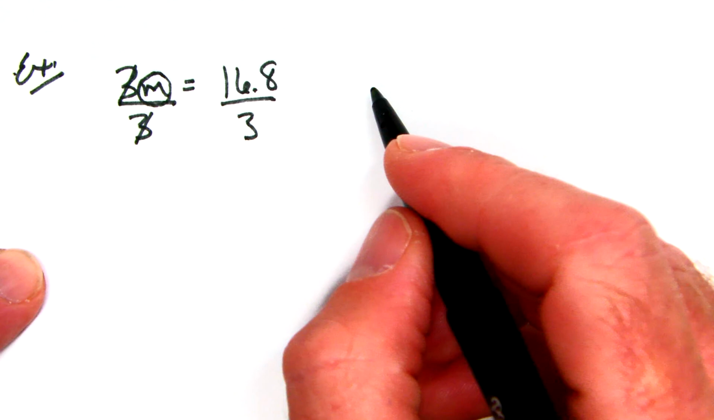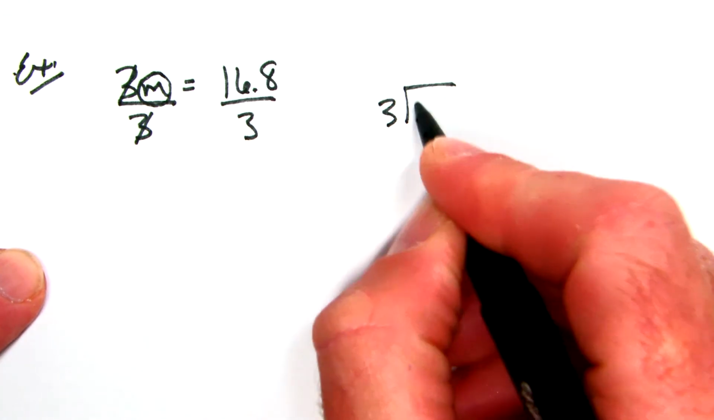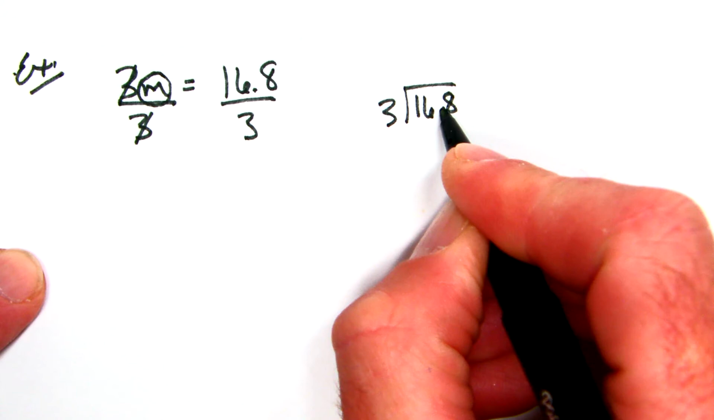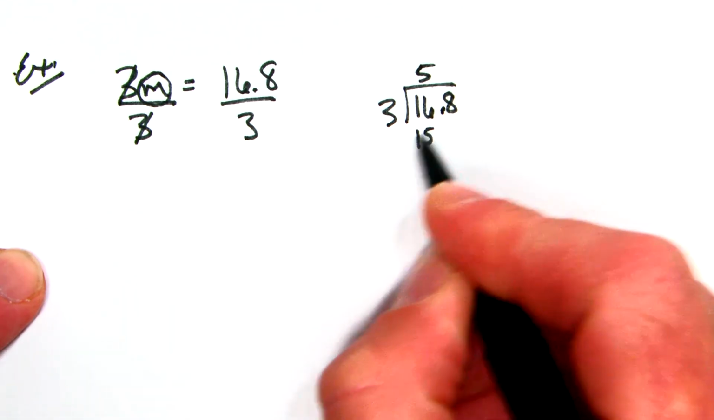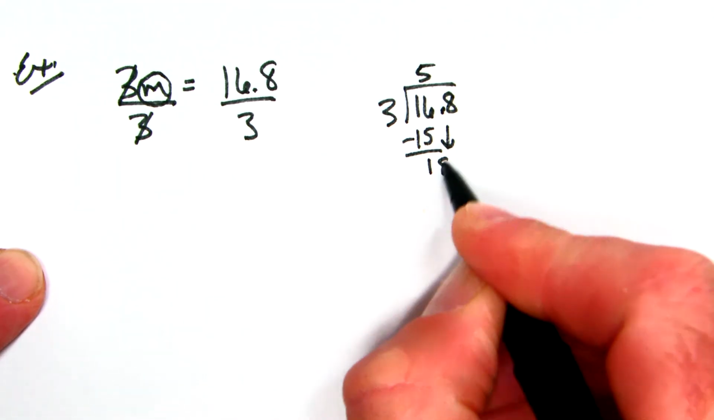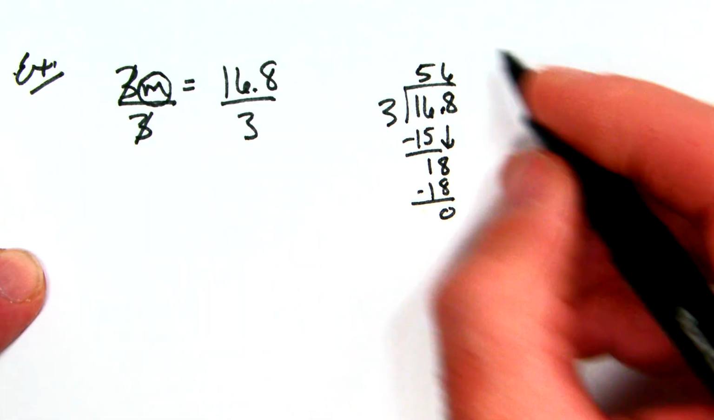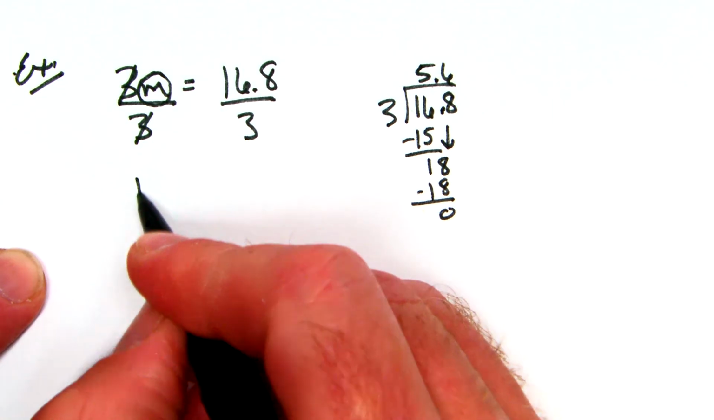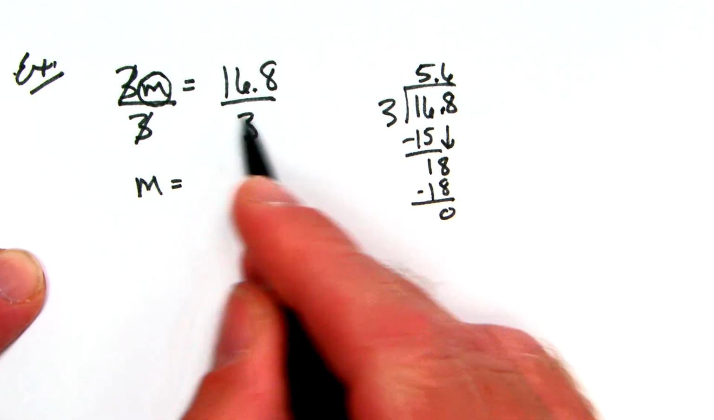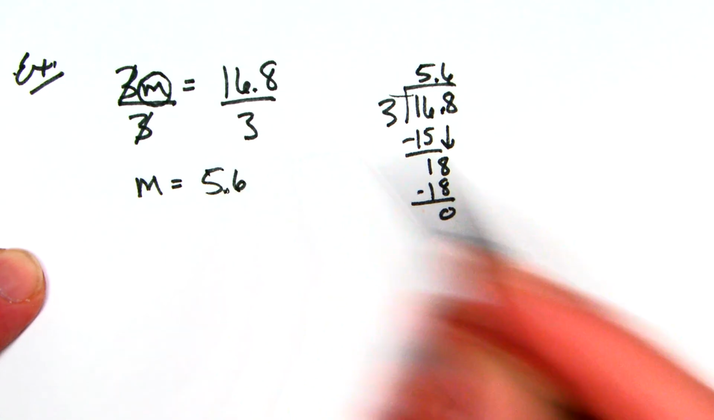If you remember our rules for dividing decimals, we have to rewrite it in a bracket. 3 goes into 16 5 times, and it goes into 18 6 times. And then we move our decimal point straight up. So the only thing left over here is m, and the only thing left on this side is the quotient of 5 and 6 tenths.